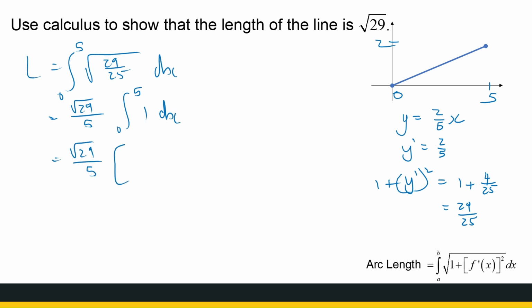The antiderivative of 1 is x, between 5 and 0. So x is just going to be 5 minus 0, which is 5. So that gives me root 29. So we're happy to see that we agree with Pythagoras. If we didn't, we would be wrong.